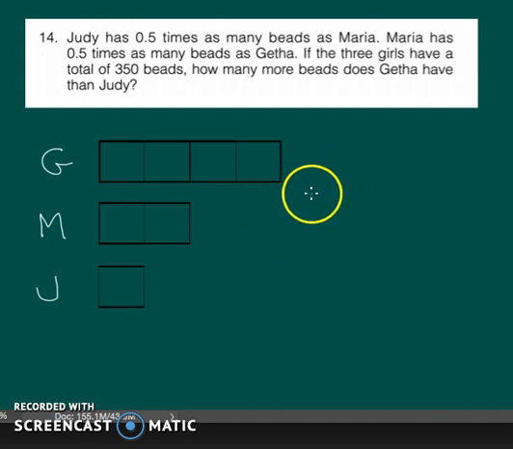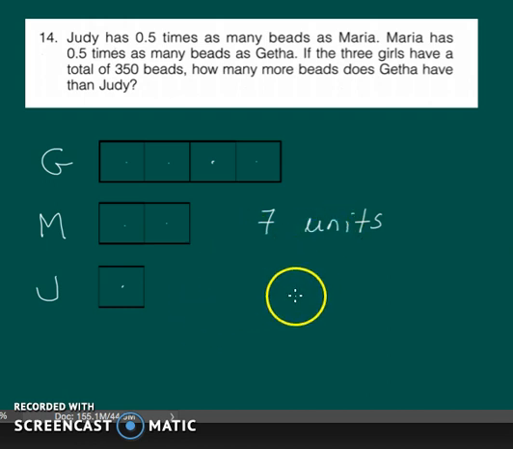So now we have all their beads laid out in terms of these quarter units. And how many units are we talking about? They are all equal units. So we have 1, 2, 3, 4, 5, 6, 7 units. And all of the units contain the same amount of beads. We don't know how many yet.